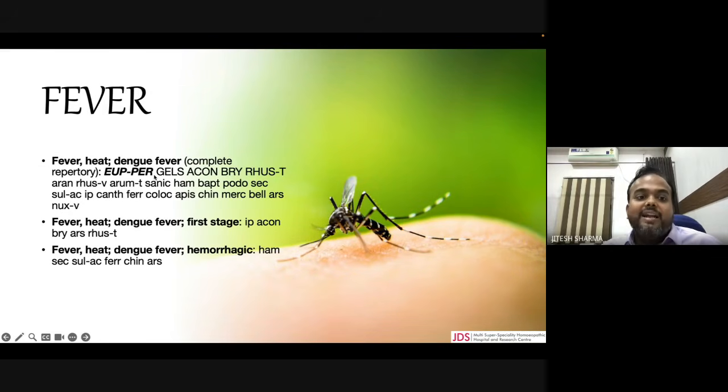So you'll find in dengue more Eupatorium perf, Gelsemium, Aconite. In the first stage of dengue fever: Ipecac, Aconite, Bryonia, Arsenic, Rhus tox. In hemorrhagic dengue fever: Hamamelis, Secale cor, Sulphuric acid, Ferrum met, China, and Arsenic. These are the remedies for hemorrhagic dengue fever.